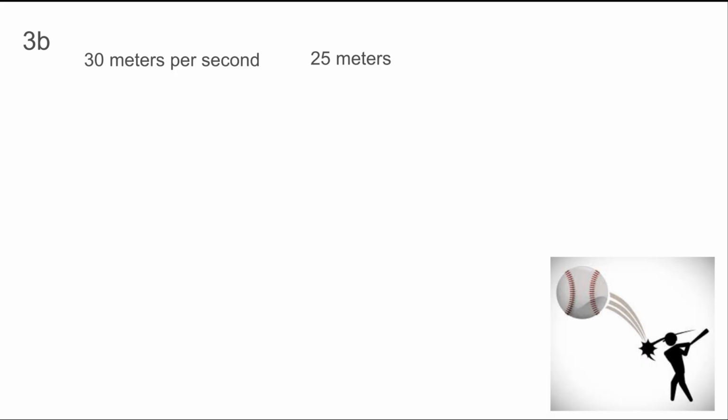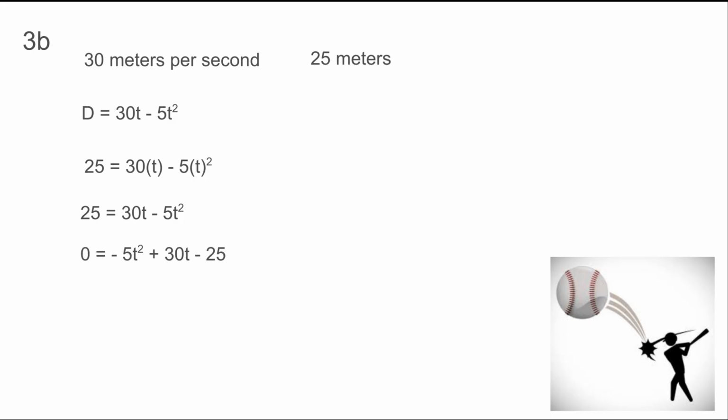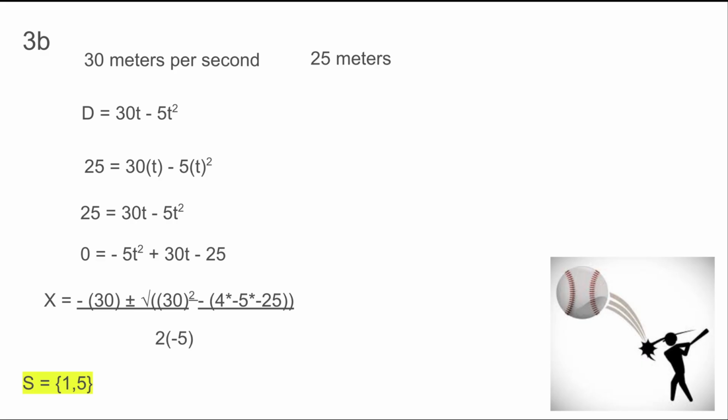Now it says, what if we tell you meters? Can you tell us how long it would take? Yes, we can. We just have d equals 30t minus 5t squared, and instead of d, we're going to write 25. Then we're going to multiply 30t and negative 5t squared. We're going to move negative 25 over. We're going to rearrange our terms. We're going to plug them into our quadratic formula. We're first going to solve it with adding and then solve it with subtracting. And then we will have 1 and 5 seconds. It will travel 25 meters in 1 and 5 seconds.